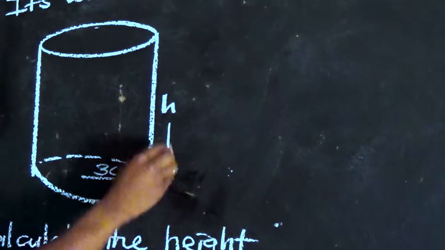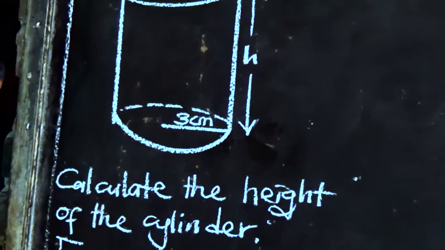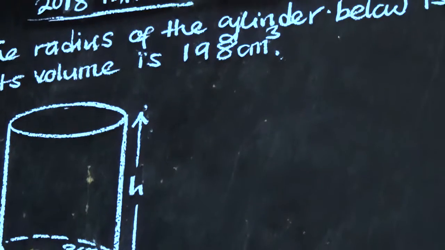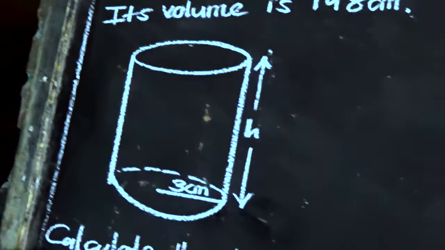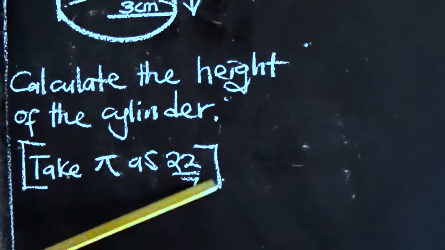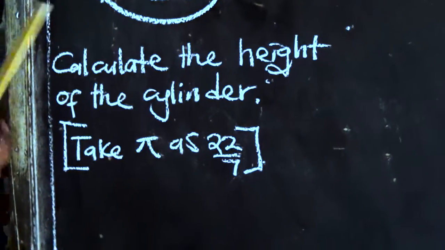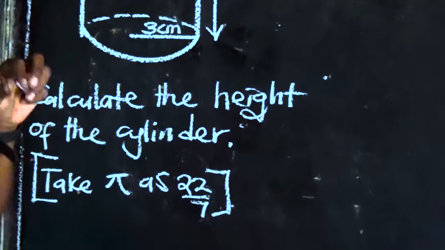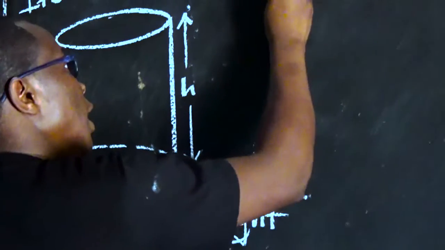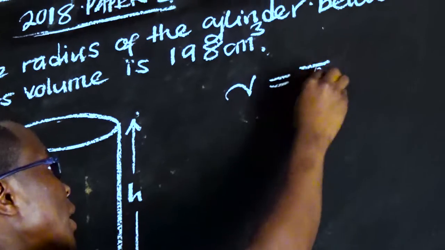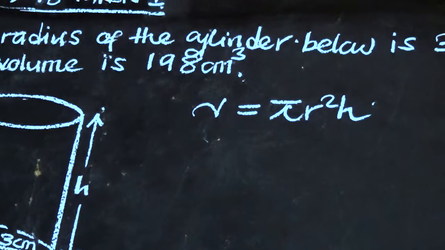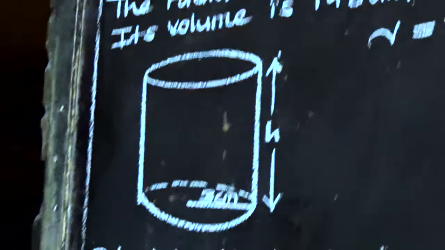The height we've not been given, right? This is what we want, okay? We don't have the height. We have the radius and we have the volume, okay? Then we're being told to calculate the height of the cylinder. Use or take pi as 22/7, okay? So we are going to apply the formula of finding what? Volume of a cylinder. So volume of a cylinder is given by, volume is equal to pi r squared h. This is the formula we use for finding volume of a cylinder. Are we together, people?